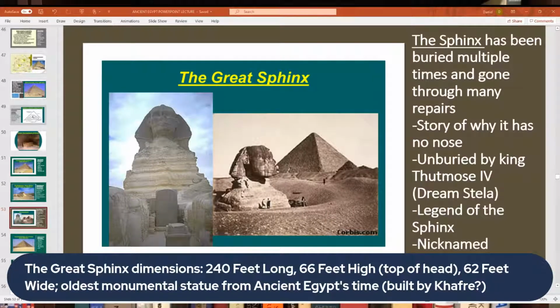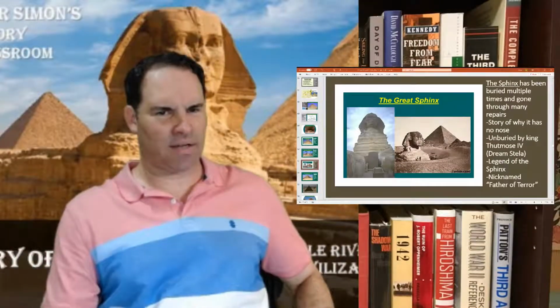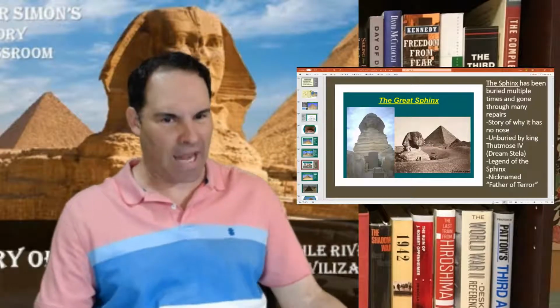And it has gone through a lot of disrepair. It's been rebuilt, repaired several times. As you know, it does not have a nose. It's famous for its nose being blown off in modern times. I don't know if it was Napoleon's time or when the Turks took over, but people would sometimes use it for target practice and shoot at it.